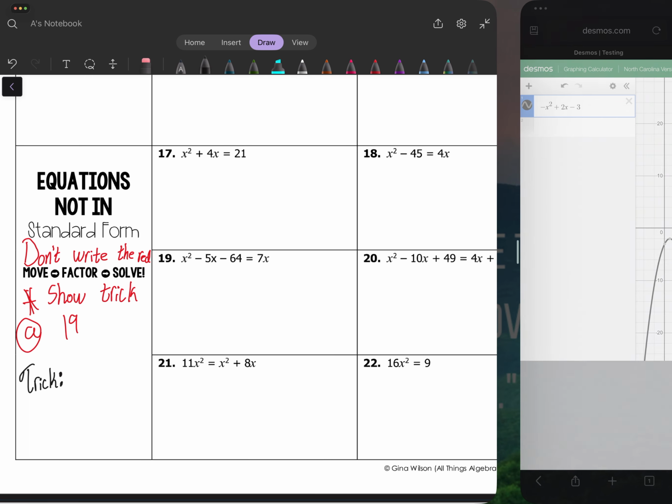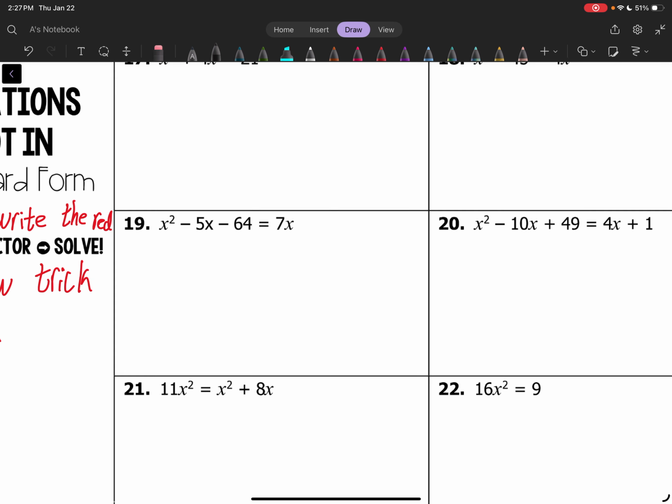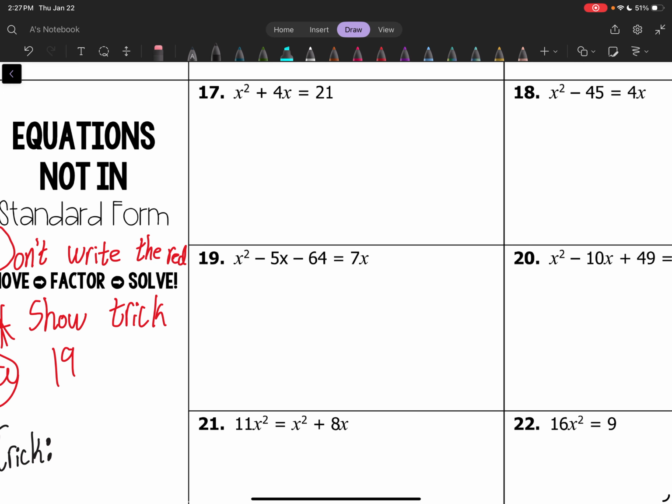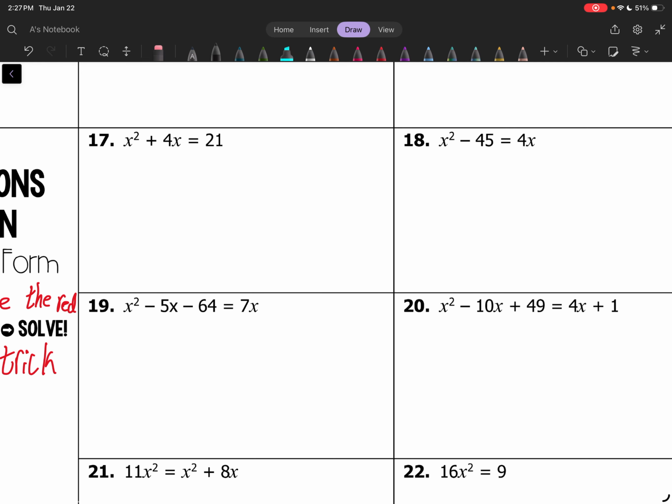For equations not in standard form, I'm going to get rid of that for now. I'm going to show you a trick on number 19, but I'm going to show you how to do this arithmetically first. So let's look at number 17.